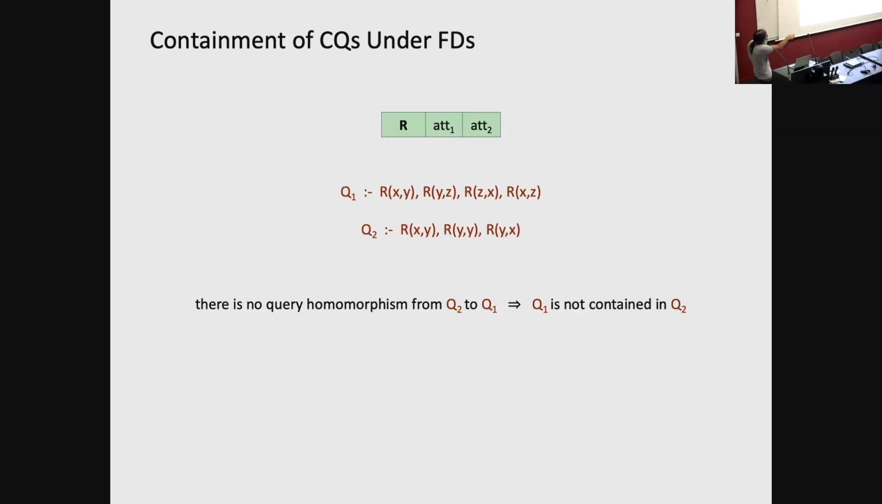Imagine that we have these two queries over this simple schema. It's clear that there is no query homomorphism from Q2 to Q1. There is no way to map R(y,y) to something in the body of Q1. So there is no homomorphism at all from Q2 to Q1, and the homomorphism theorem allows us to conclude that Q1 is not contained in Q2. Now, assume that we focus on databases that satisfy this simple key.